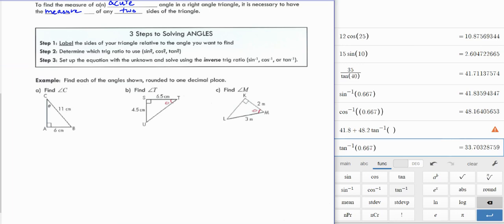So let's look at this first one. First of all, let's label our sides. So we have side C, we have side B, we have side A. Now if the angle of reference is here, that makes this my opposite side. This is always the hypotenuse, across from the 90. And this is my adjacent side.